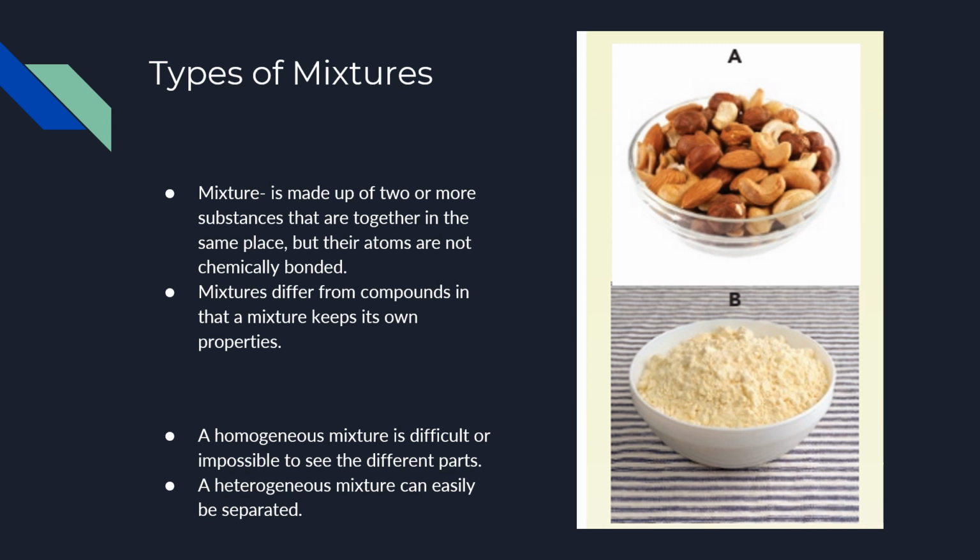So in this image we have A and B. Which one can easily be separated? Obviously that's going to be A with the nuts, so it would be a heterogeneous mixture. Whereas B would be a homogeneous mixture because it's difficult or impossible to see the different parts.